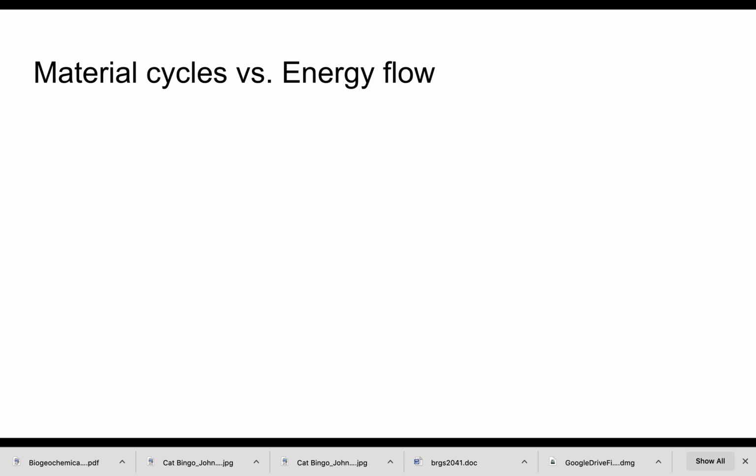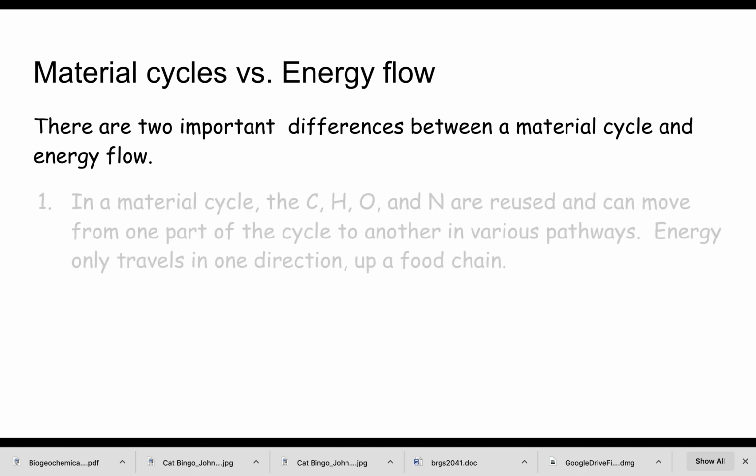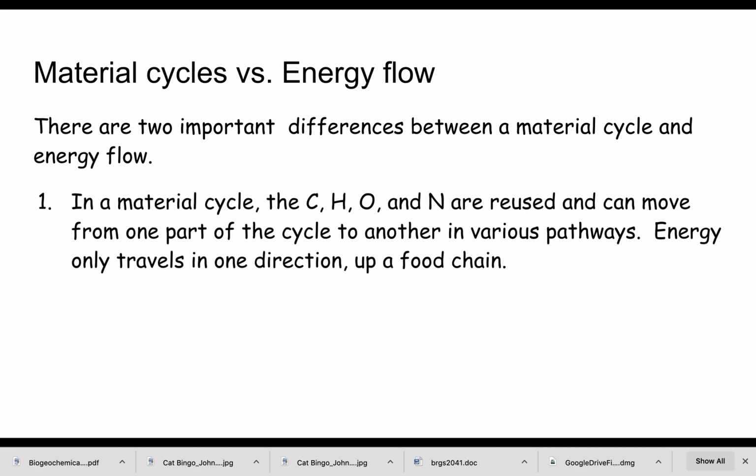Now, we learned about energy flow through food webs and food chains. There's a few differences between material cycles and energy flow. The first is that in a material cycle, the carbon, hydrogen, oxygen, and nitrogen are used and reused and can move from one part of the cycle to another in various pathways. So these are all cycling around. They're not always going to follow the same pathway through a cycle, but they're all capable of moving from one part to any other part.